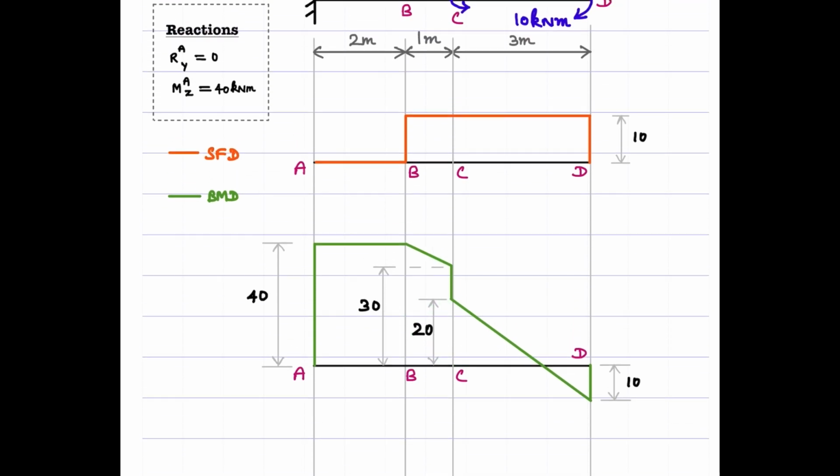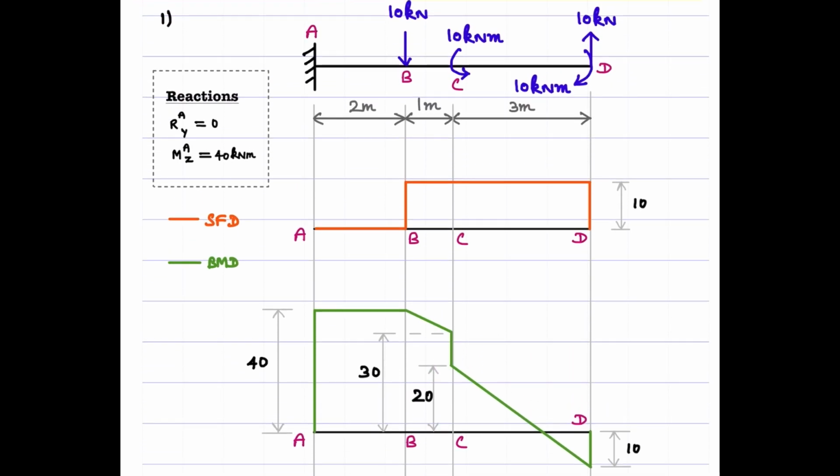Okay. And finally, at the right end, at the free end, we have this clockwise 10 kilonewton meter constant moment acting here, right? So we should see a jump discontinuity here, and also it should end with the ordinate corresponding to this concentrated moment acting here. Mind that this is a clockwise moment, but for us, this constitutes the positive moment, right?